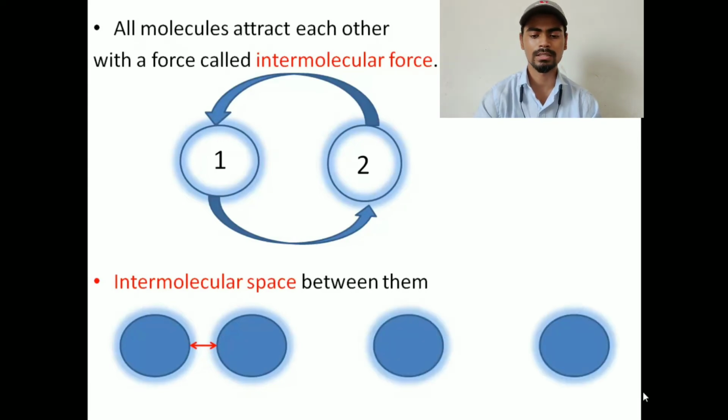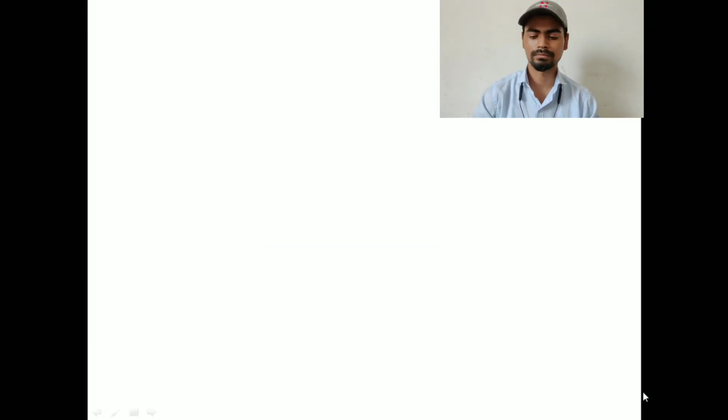While look at this other case. In this, two molecules are there, but they are far apart from each other. Now the distance between them is maximum. So say the intermolecular space is maximum. So in this case, when the intermolecular space is maximum, the intermolecular force will be weak. Okay. So that is the first case on which intermolecular force depends, that is the intermolecular space between them. If the space is less, intermolecular force is maximum, and if the space is more, intermolecular force is minimum.